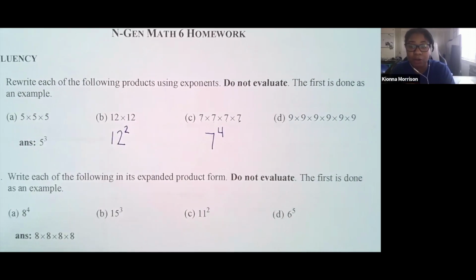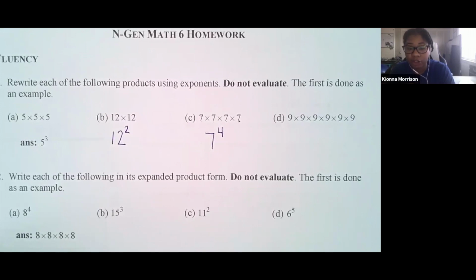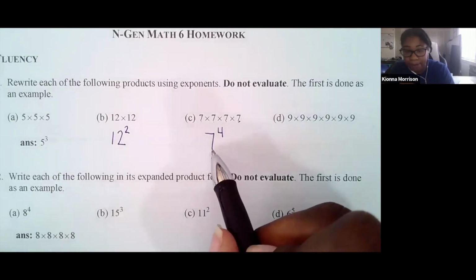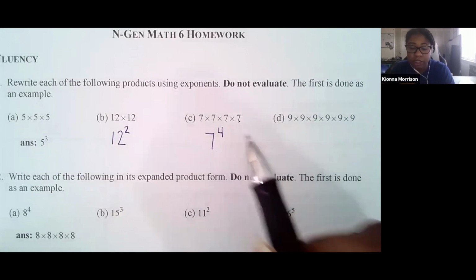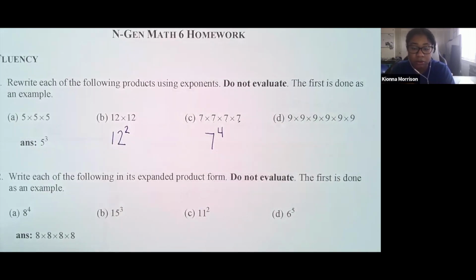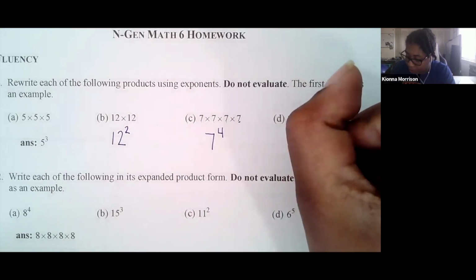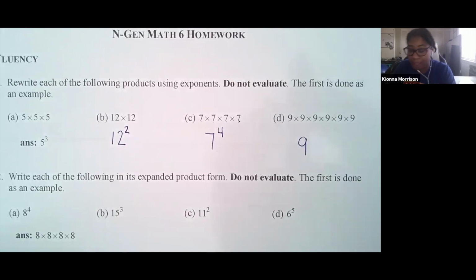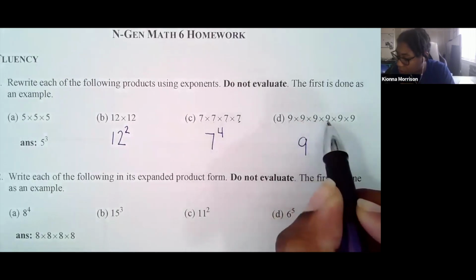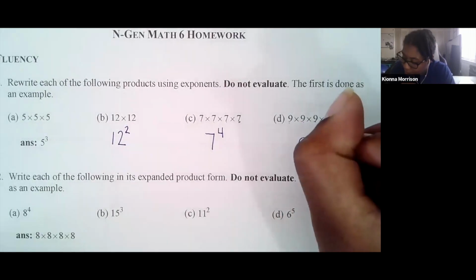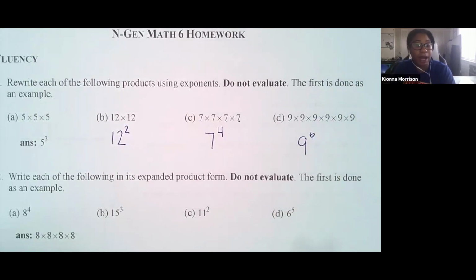For this last one over here, see if you can figure out which number is going to be your base and which number is going to be your exponent. All right, so when I look at D, you would see that your 9 is being multiplied repeatedly, and I would see how many times. 1, 2, 3, 4, 5, 6. 9 to the sixth power.